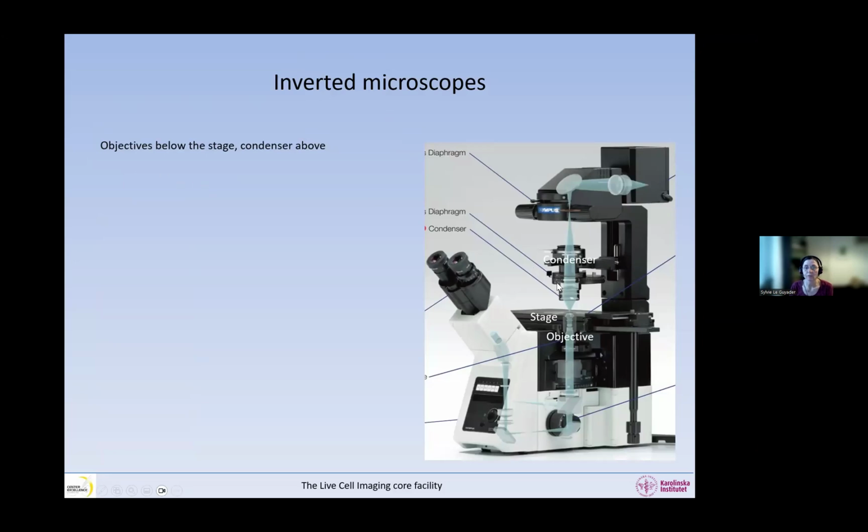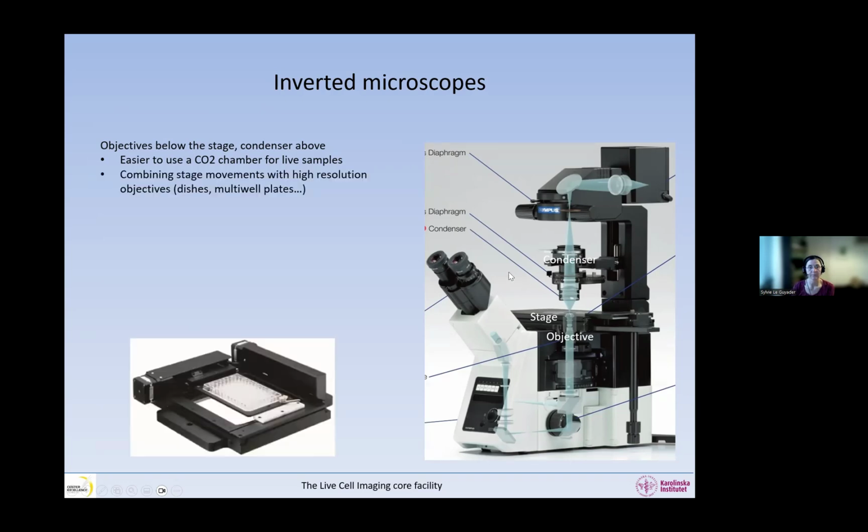As I said, the objective is below the stage. The condenser is always on the other side, so the condenser is above the stage. And oopsie, I went the wrong way. So this is much easier to use for live samples because you can use a CO2 chamber on top, and the objective is not going to bump into the CO2 chamber because it's below the stage.